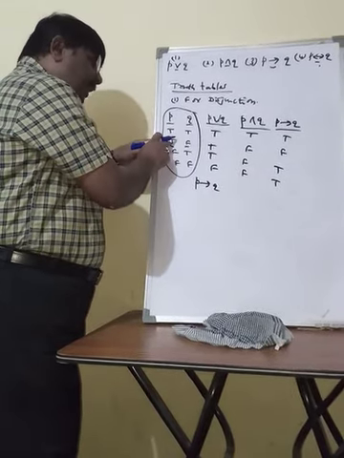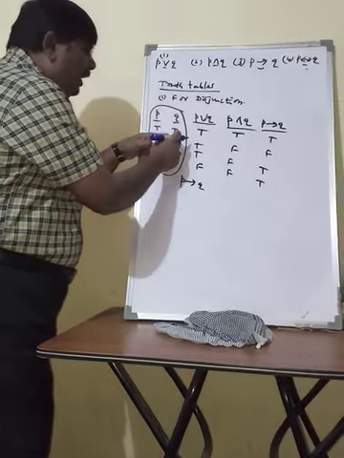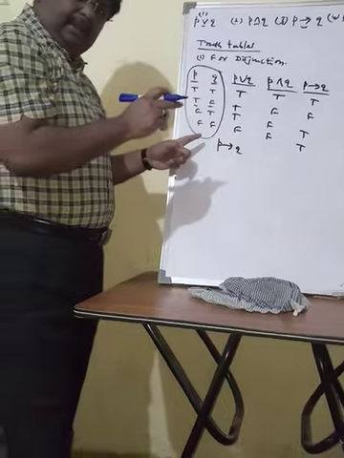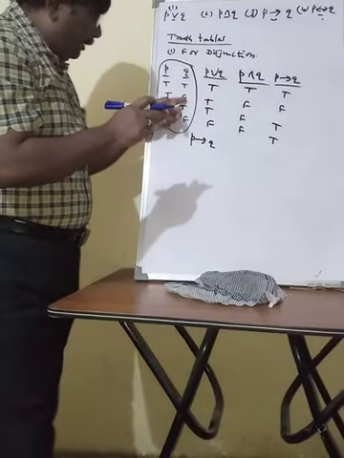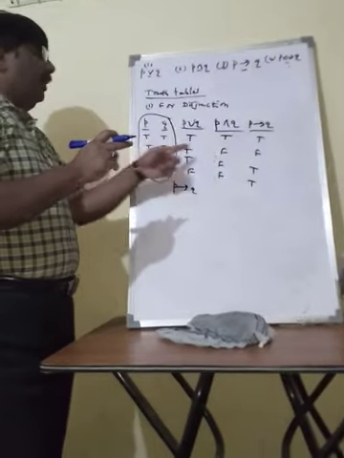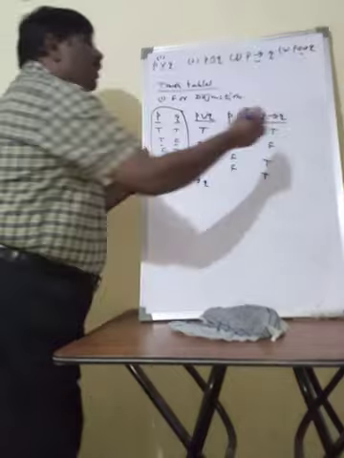Because if this condition happens, then only false will result. So this is if-then: if it happens, then it should also happen. Means it is false only when the first component is true and the second component is false.